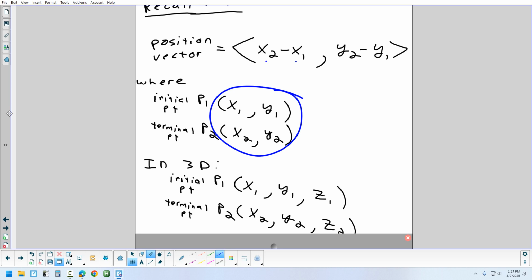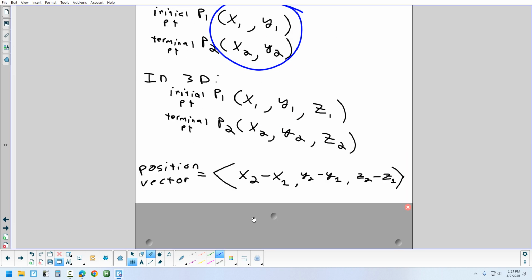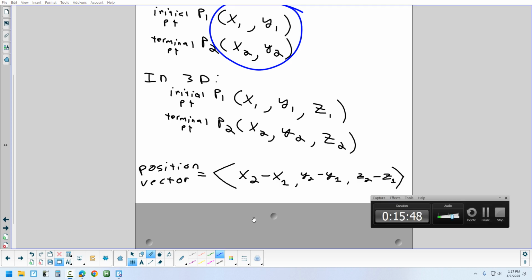So what do you think? What do you think you're going to have to put onto that formula to make it 3D? Z squared? Z1, Z2. Z1 minus Z2? No, the other way around. Yeah, Z2 minus Z1. So when we want to write it in 3D, it's exactly the same formula as 2D, except now you have the Z part added onto it. And this is for a position. That's how you find a position vector in 3D.